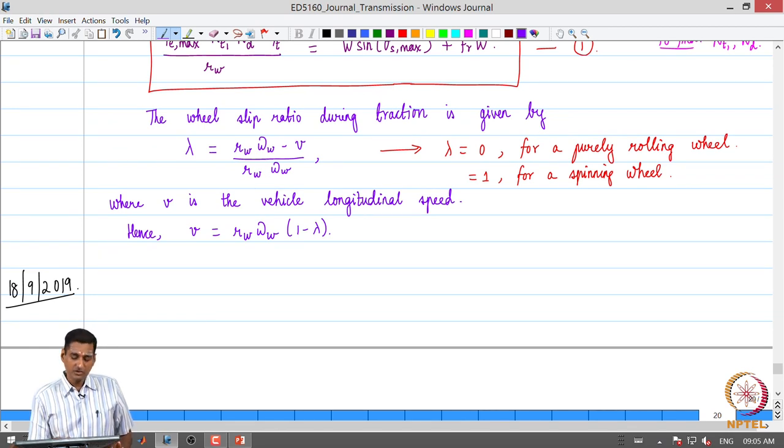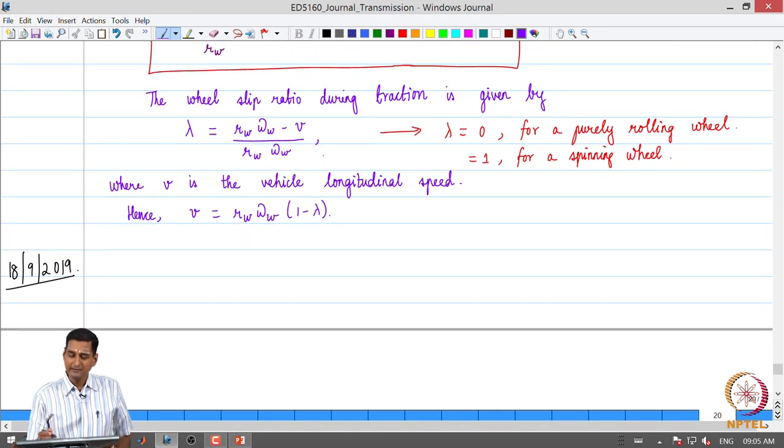Typically when a pneumatic tire contacts the tire-road interface, it sticks and slips. So essentially we do not have a pure rolling motion, which means that V is not equal to R omega in the case of a pneumatic tire. The wheel slip ratio quantifies that phenomenon, and during traction it is defined in this manner. As we discussed, for a pure rolling wheel, V will be equal to R omega, so this lambda will become 0 in the limit.